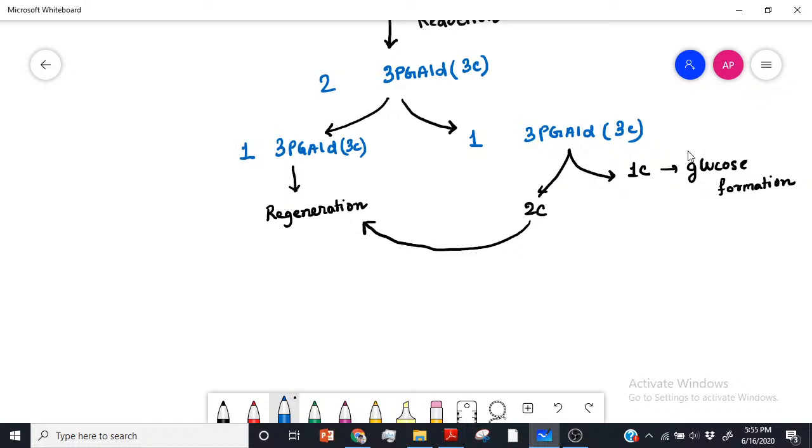Okay, now over here we are getting 3 carbon and 2 carbon, so finally forming one 5 carbon compound. 3 carbons from one 3-PGALD and 2 carbons from another 3-PGALD together form the 5 carbon compound.